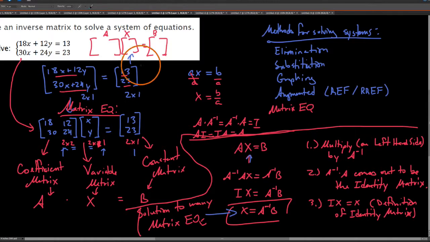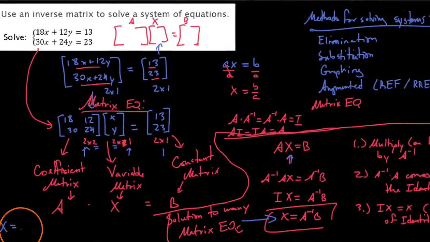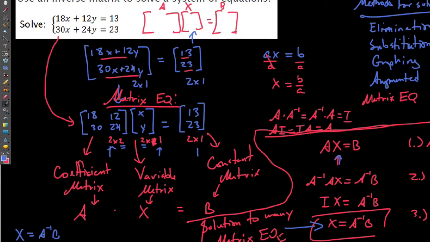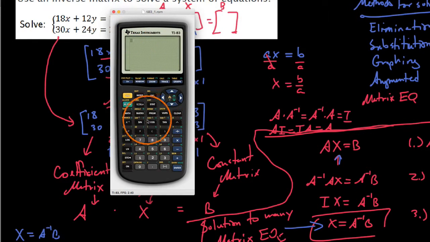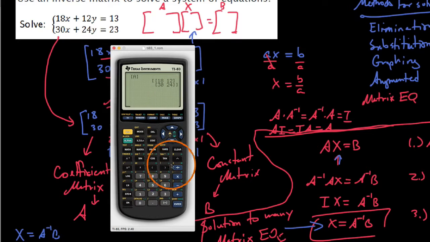So what I want to show everybody is this. If we know our coefficient matrix is 18, 12, 30, 24, and we know that our B is 13, 23, then let's take A inverse times B, and we should be able to solve for X. Now under the matrix menu, this matrix A is already my coefficient matrix. Matrix B, if we pull out B, is a 2x1 matrix containing my constants. This is my constant matrix.